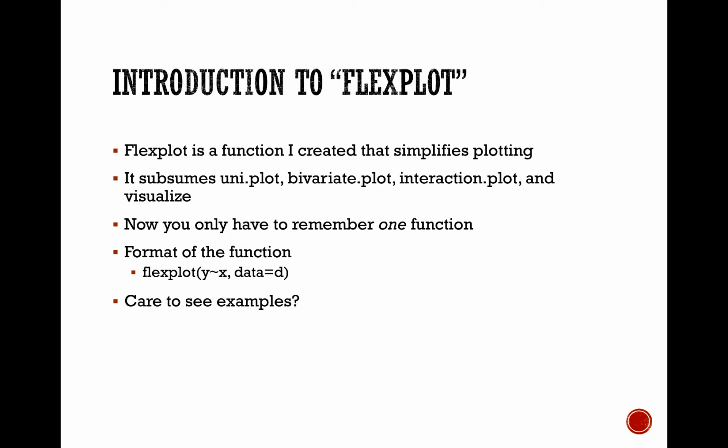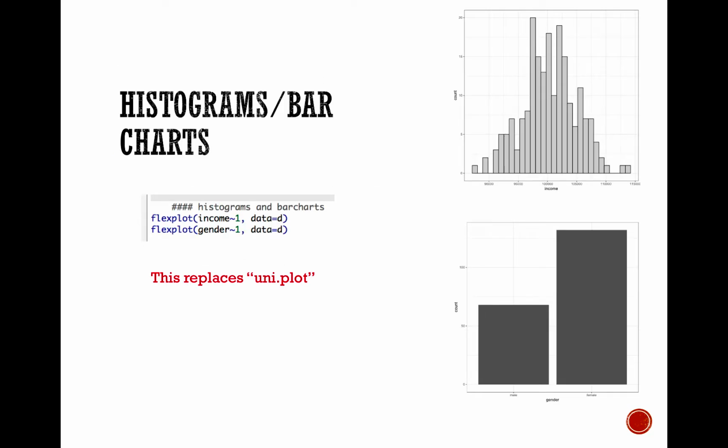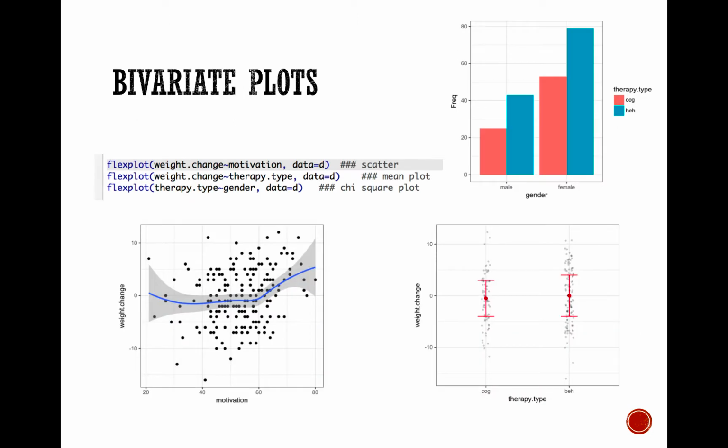For example, if you were to do a histogram or a bar chart, normally we'd use the uni.plot function, but now we're going to use FLEXPLOT. So we have FLEXPLOT, open parentheses, income tilde 1. That's R's notation for tilde 1, which means just fit an intercept. I kind of stole that notation just to say, hey, plot the histogram of income. You see it on the top right there, and gender on the bottom right. So again, to do a univariate plot, it's just whatever variable tilde 1. And then, of course, comma, data equals d, or whatever your data set is called.